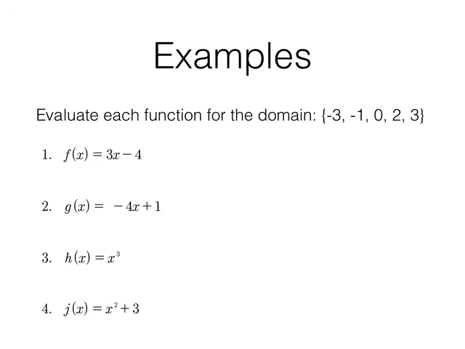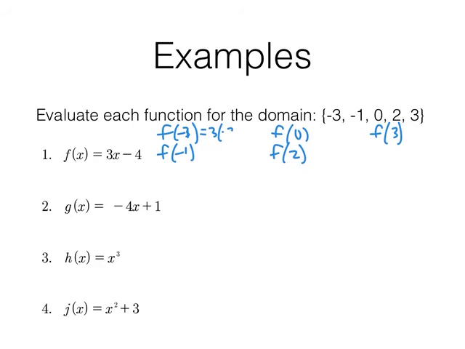And what we're going to do is evaluate each function for those 5 x values. So that means for the first one, I'm actually going to find f of negative 3, f of negative 1, f of 0, f of 2, and f of 3. And you're plugging each one into the function rule that you're provided, which is 3x minus 4.